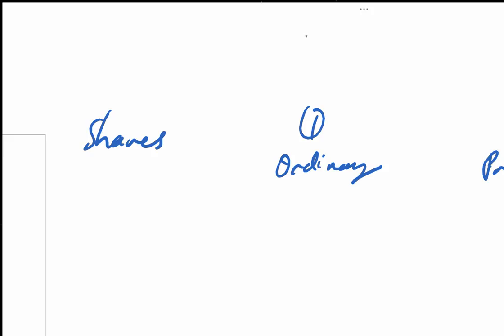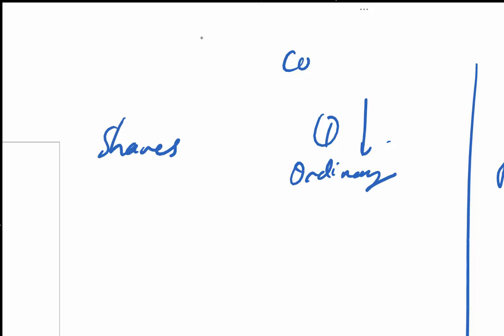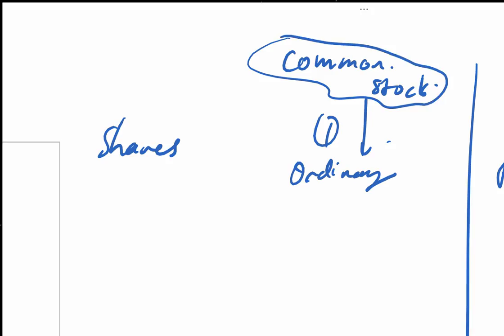Okay, let's start with ordinary shares. Ordinary shares in American language are called common stock. The term common stock doesn't mean common, that kind of common. It's just an American name. But in your exams, you refer to this as ordinary. Now, what's so special about ordinary shares?